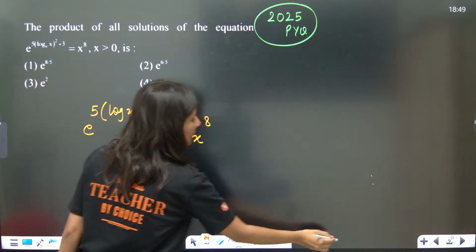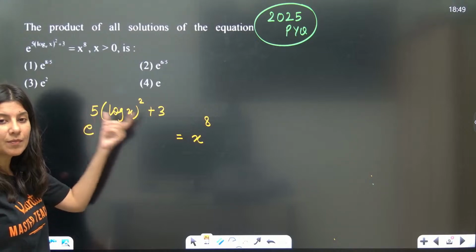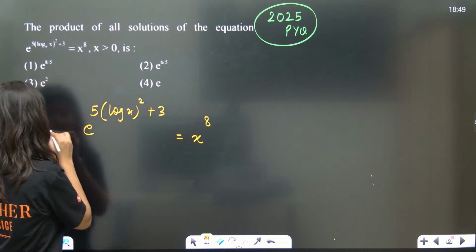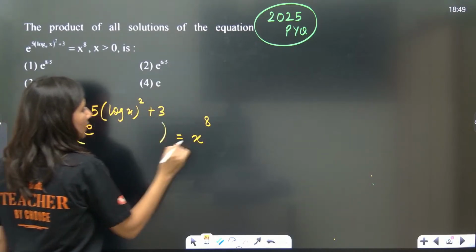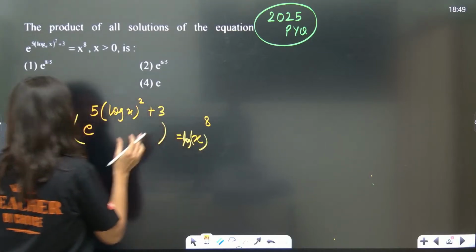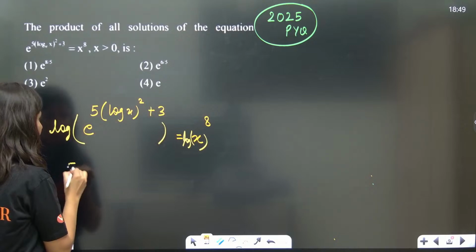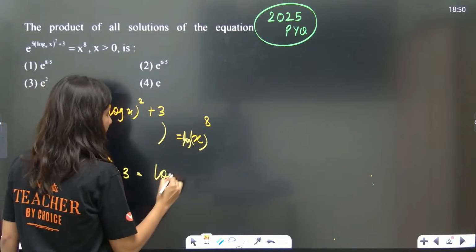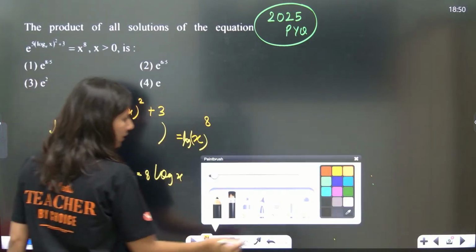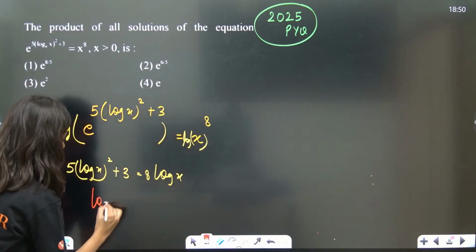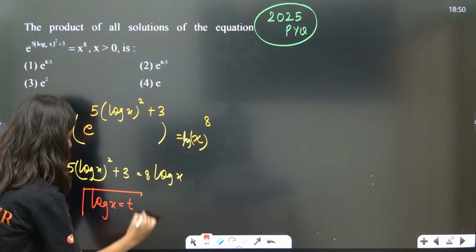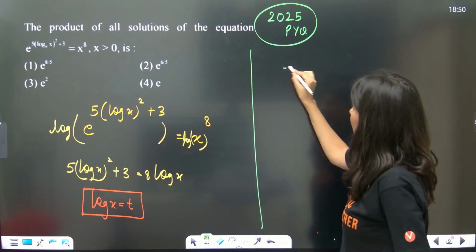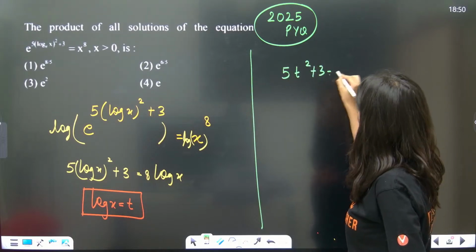Now take log on both sides. In such questions, when there is something power something and the variable is in the power, take the logarithm on both sides. So this is log of, this is again log of. Now when you take the logarithm, the power will come in front. So 5 log x whole square plus 3 is equal to 8 log x. Now put log x equals t. The moment you put log x equals t, you will realize that 5t square plus 3 is equal to 8t.